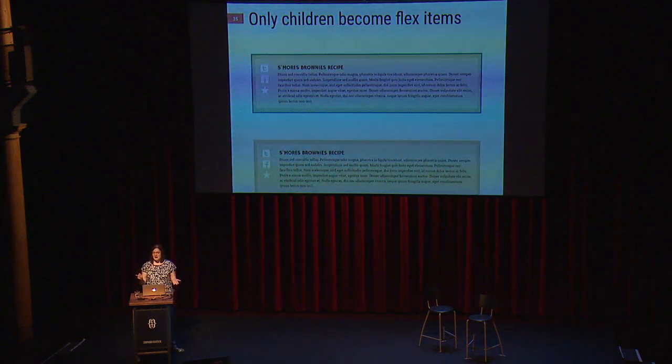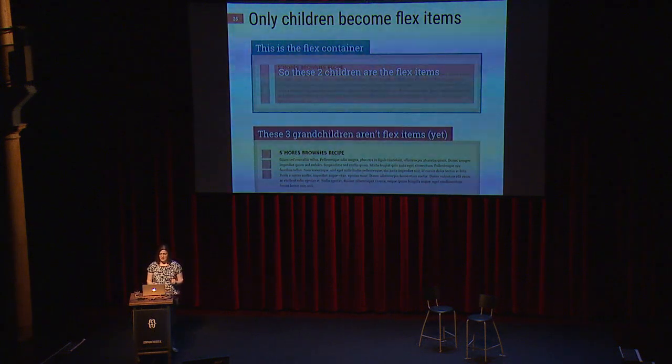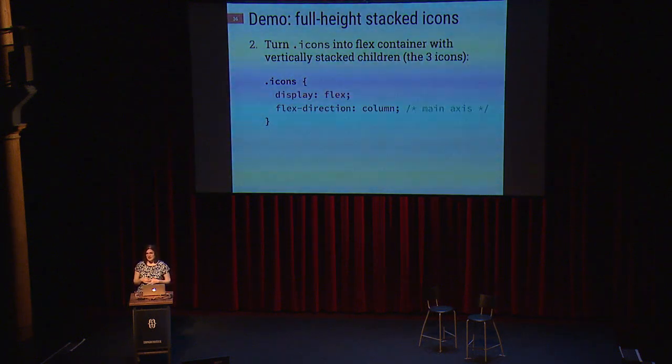So now the icon and content section are equal height flex items, but the individual icon images are not, because only children of a flex container become flex items, not all the descendants. But something can be both a flex item and a flex container. So I turn the icon section into a flex container, and that makes its 3 children icon images flex items.